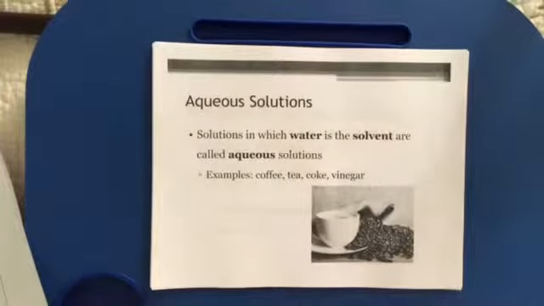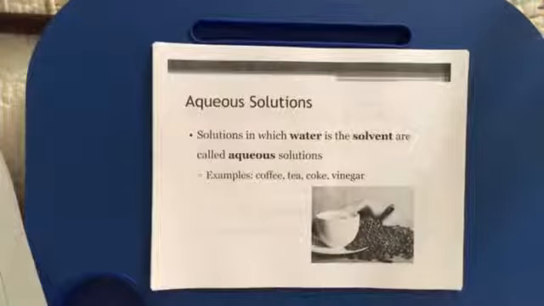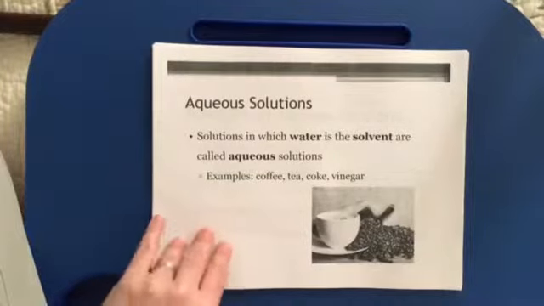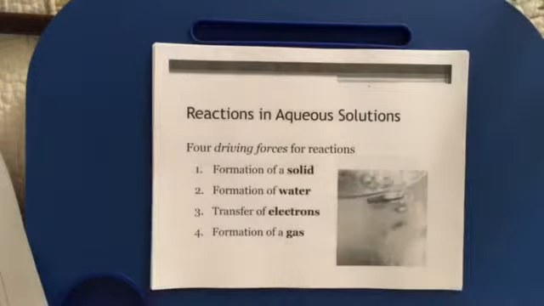Okay, now we're going to talk about aqueous solutions in which you have water as a solvent. We're going to talk about ionic compounds in those solutions. Most solutions that you deal with are aqueous solutions. Water is the universal solvent. So coffee, tea, Coke, vinegar, all of these have water as the solvent.